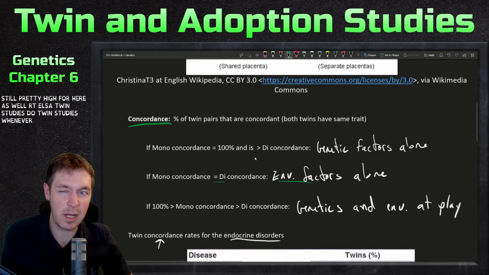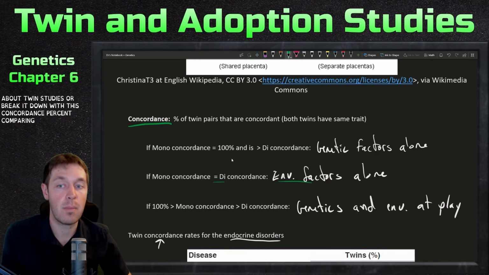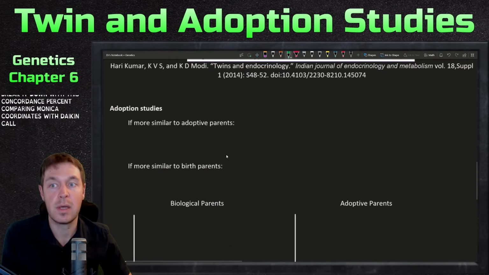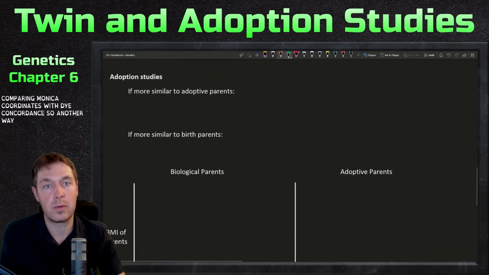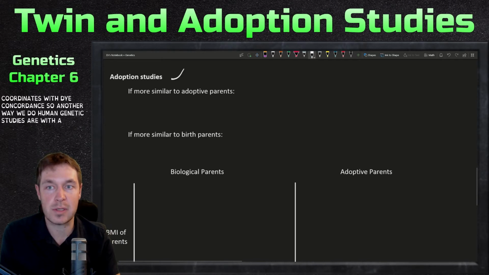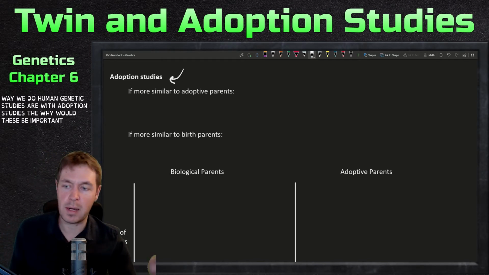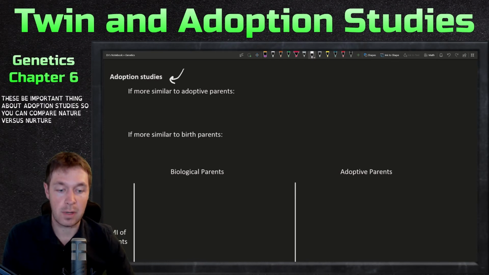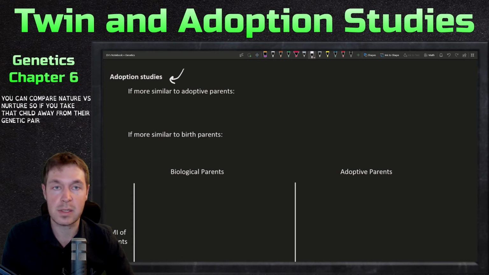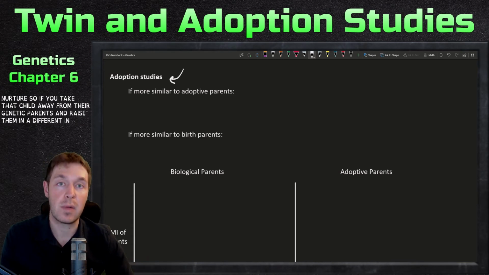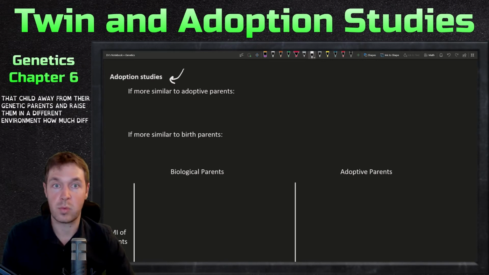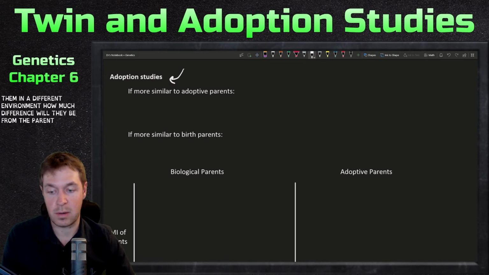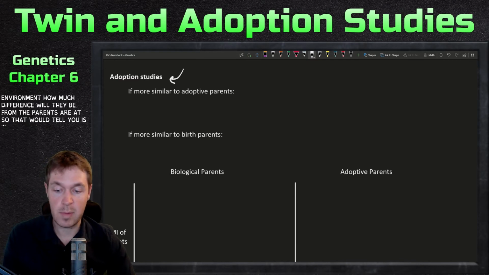Whenever you're reading about twin studies, they'll break it down with this concordance percent, comparing monozygotic concordance with dizygotic concordance. Another way we do human genetic studies is with adoption studies. Why would these be important? We compare nature versus nurture. If you take that child away from their genetic parents and raise them in a different environment, how much different will they be from the parents? That would tell you if environment is more at play.